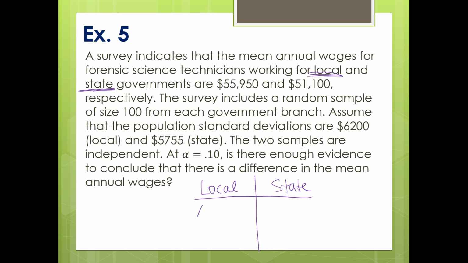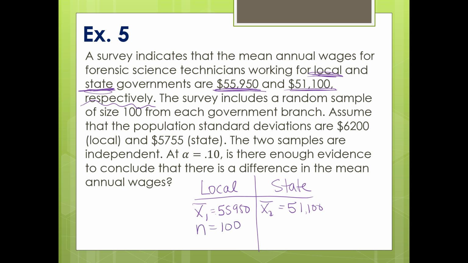So we're going to call local x bar 1. So we have local is 55,950 and state, x bar 2, 51,100. If anyone doesn't know, that's what the word respectively means. When it says like local first and then state second, that means the first one goes with local and the second one goes with state. Okay. Then we have a sample size of 100 from each.